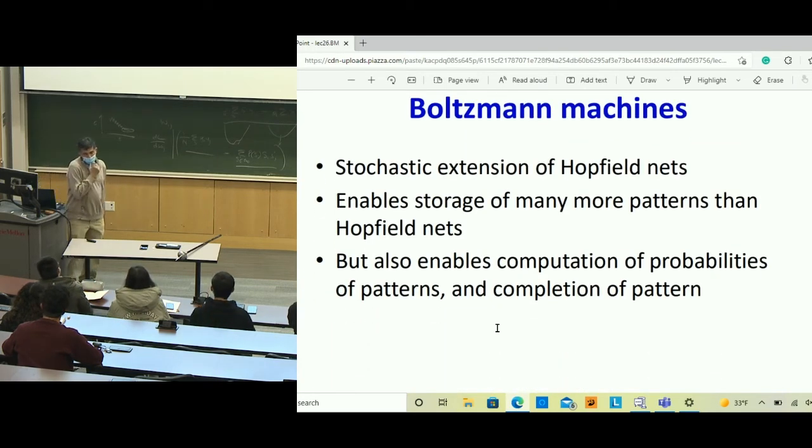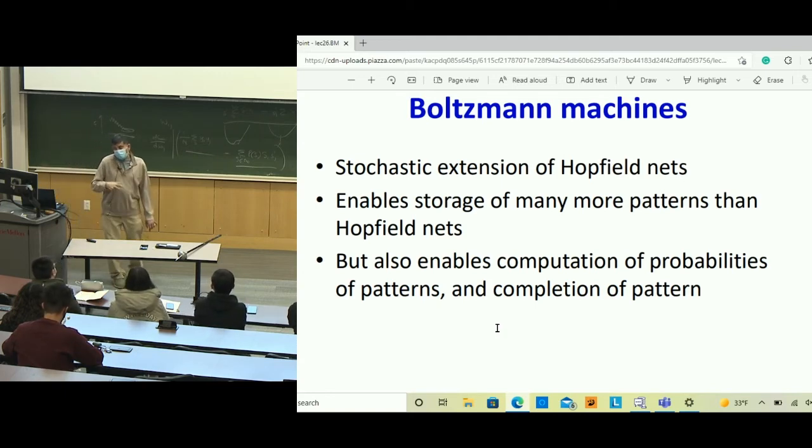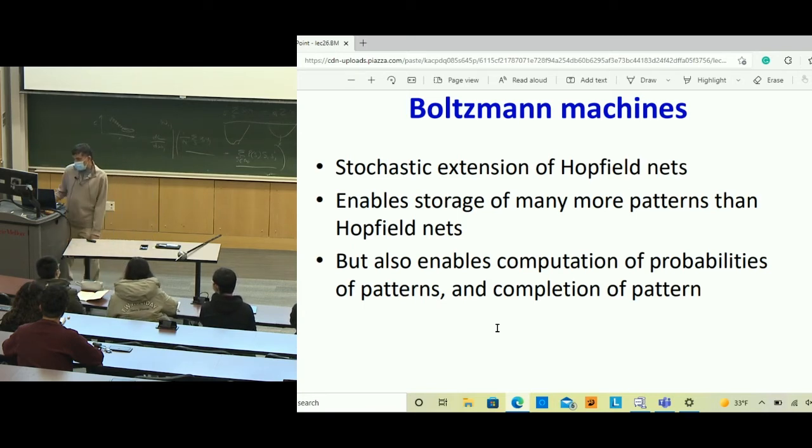So Boltzmann machines here are stochastic extensions of Hopfield networks, enabling the storage of many more patterns than Hopfield networks, but also enabling you to compute probabilities, because there's always this business. You can go back and look at it as a probability distribution, right? So it enables you to compute the probabilities of patterns and completion of patterns.